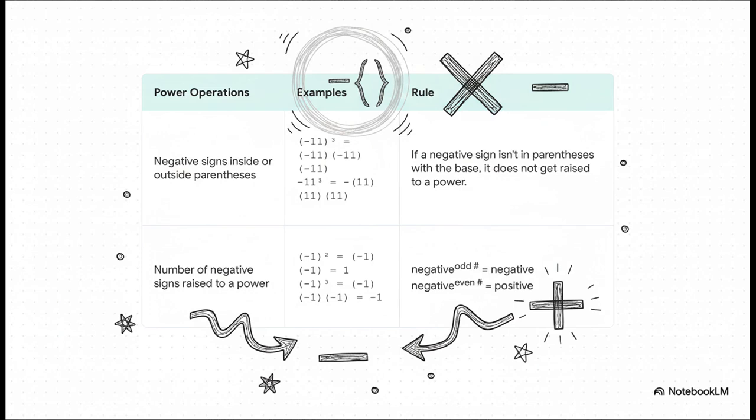This table basically sums it all up for us. Rule 1, if that negative sign isn't wrapped up inside the parentheses, it's not actually part of the base. And rule 2 is the big one. A negative base with an odd power stays negative, but a negative base with an even power, it turns positive. Those are the 2 keys to the whole thing.